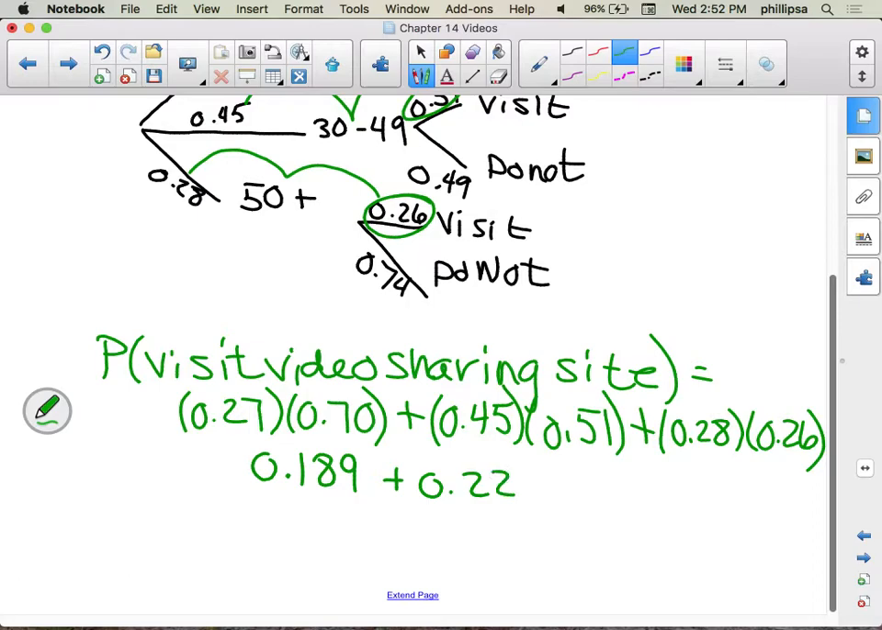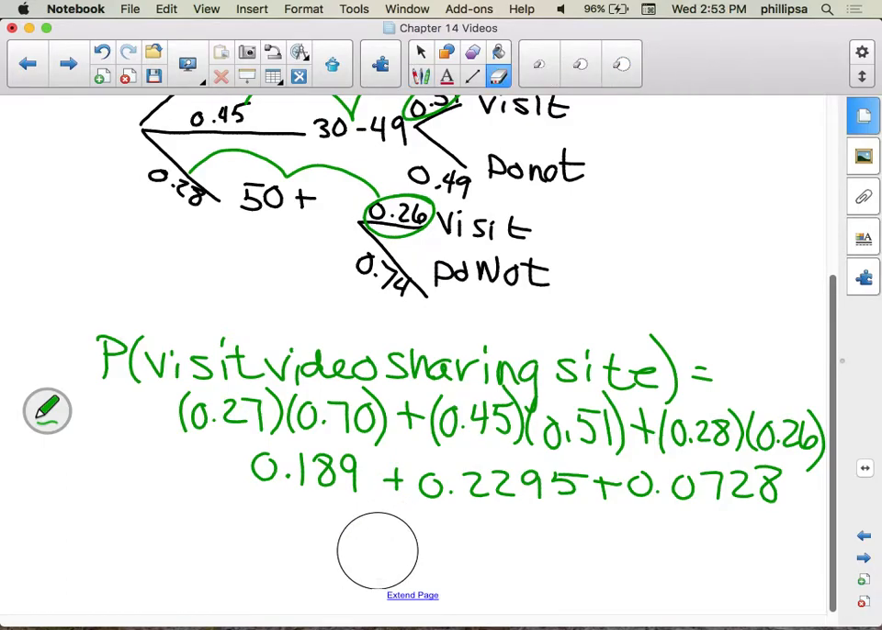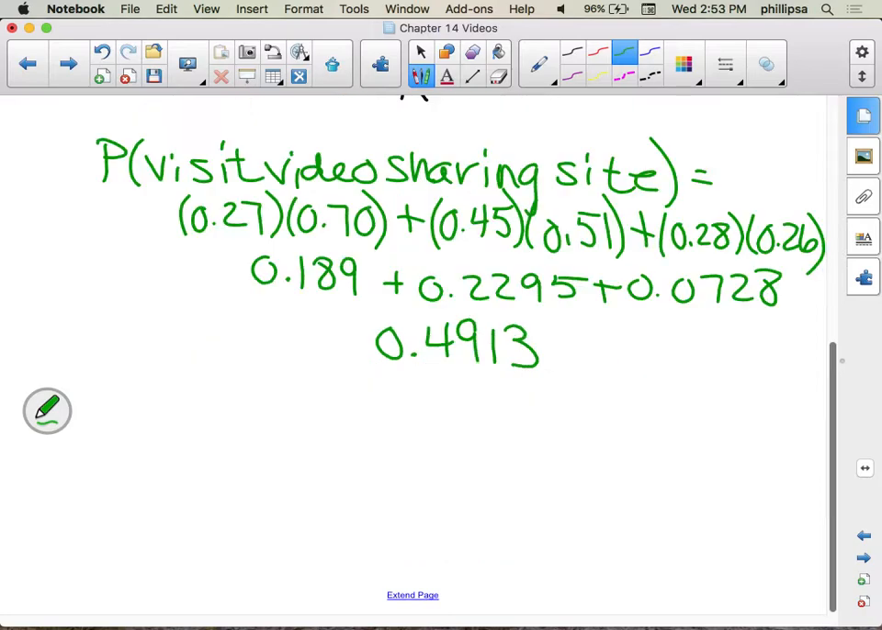0.9. So the probability that they visit video sharing groups is 3, which is about 49%.